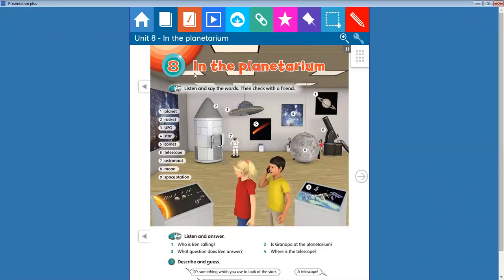Here we have 9 words. Let's listen to an audio in order to know how we can pronounce them and what their meanings are. Here is the audio.